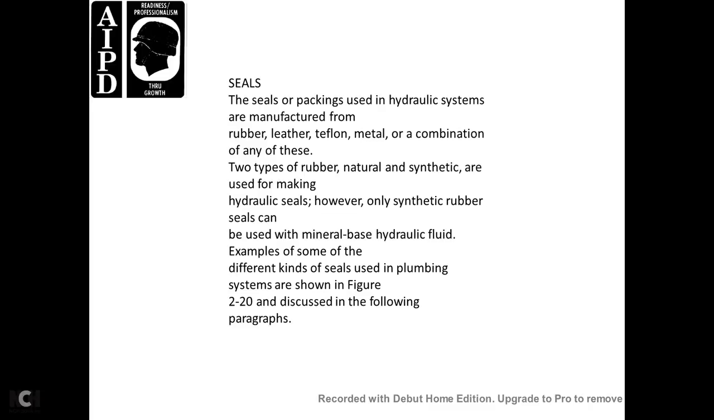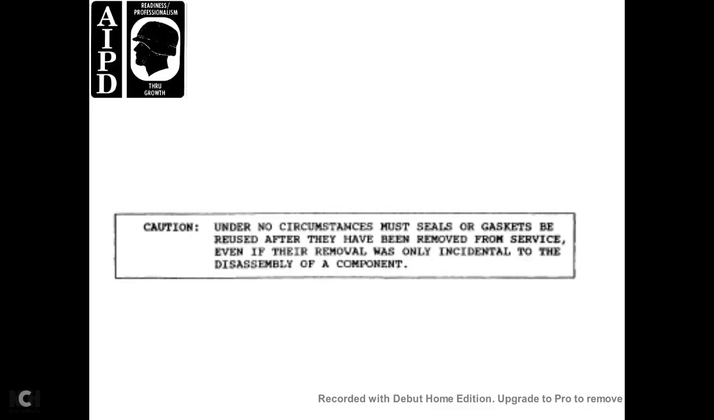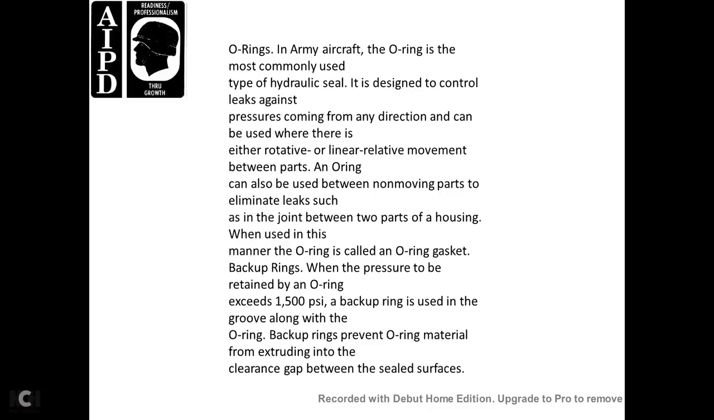Examples of some of the different kinds of seals used in the plumbing system are shown in Figure 20 and discussed in the following paragraphs. Caution: under no circumstances must seals or gaskets be reused after they have been removed from the surface, even if their removal was only incidental to the disassembly of a component.